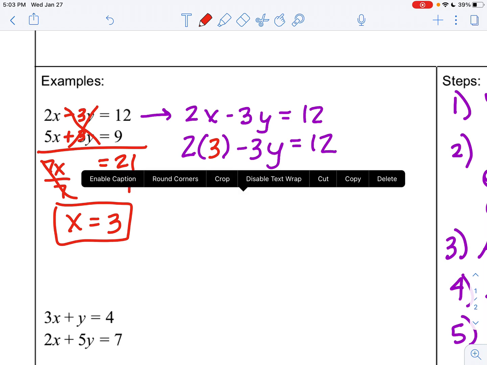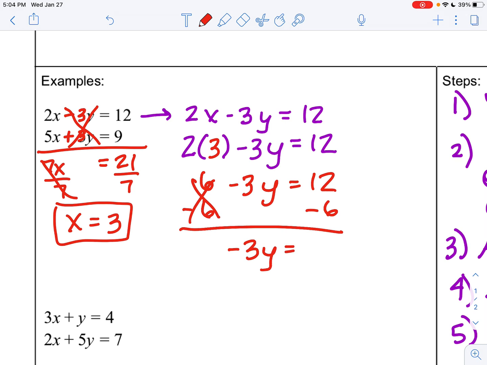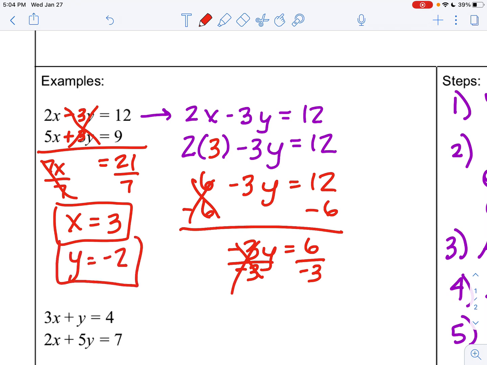So 2 times 3 is 6. I need to get the y alone, so I'm going to subtract 6. And then divide by -3. So y equals -2. 6 divided by -3 is -2. Now my last step for number 6 says to write as a coordinate x comma y. So my answer here is x comma y, 3 comma -2.